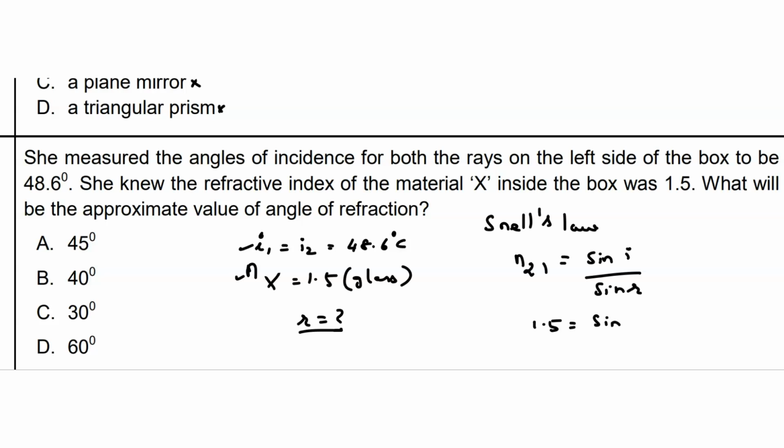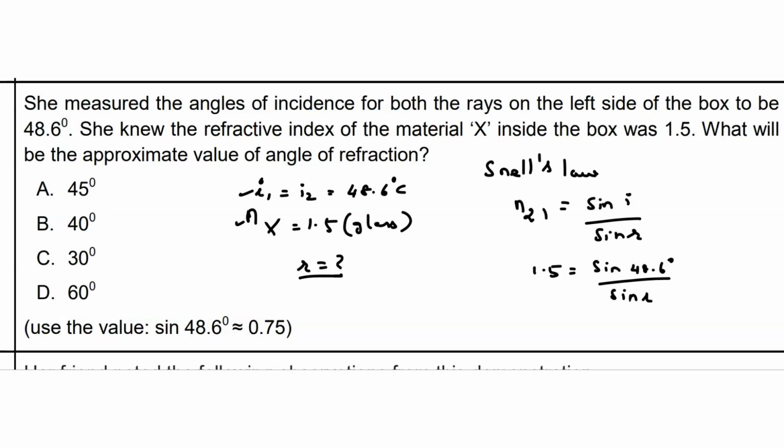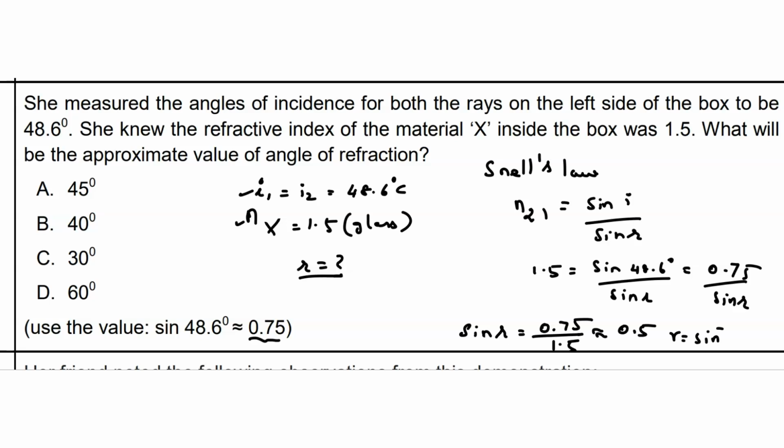Sine i is sine 48.6 degree divided by sine r. Here they have given that sine 48.6 degree is approximately 0.75. So I can substitute 0.75 divided by sine r. What will be sine r? Sine r is nothing but 0.75 divided by 1.5, which is approximately 0.5. We are getting sine r to be 0.5. So what will be r? r will be sine inverse of 0.5.